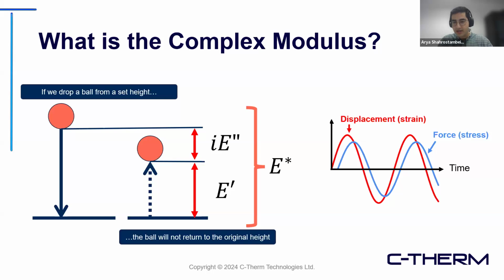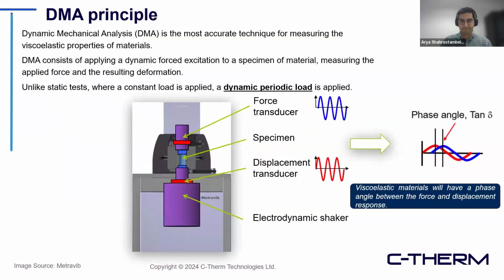And as you can see on the right-hand side, again, after applying a force or displacement, the other part is being recorded, and there is a certain delay in that response. So the complex modulus is composed of E double prime, or loss modulus, and E prime, or storage modulus.